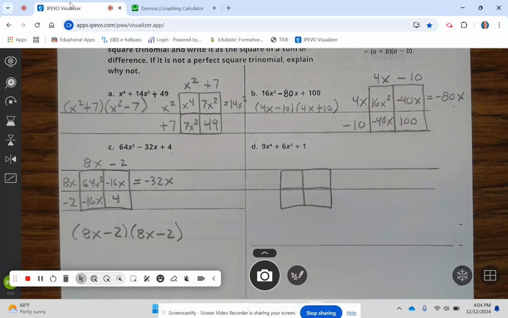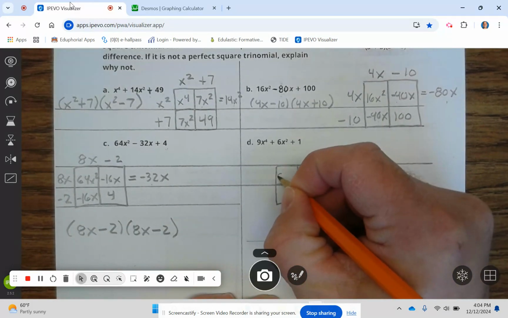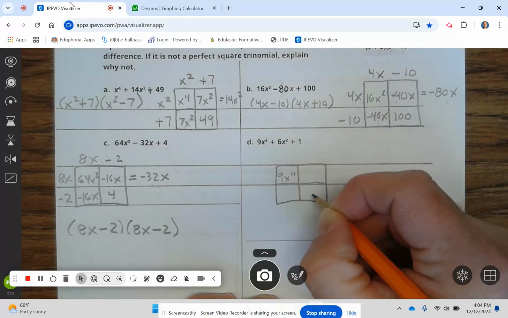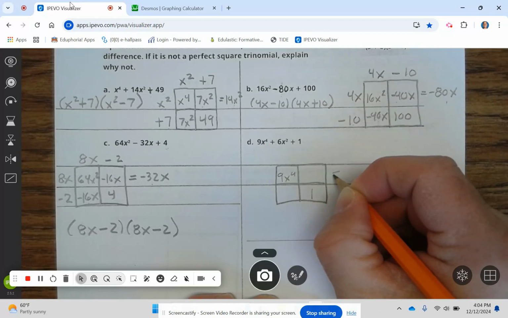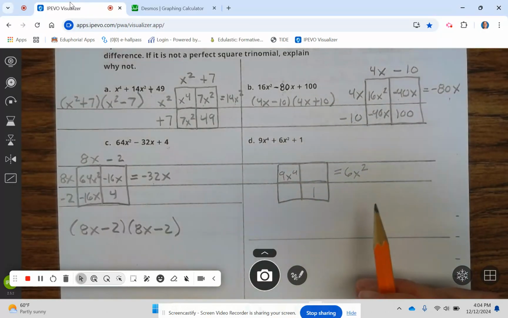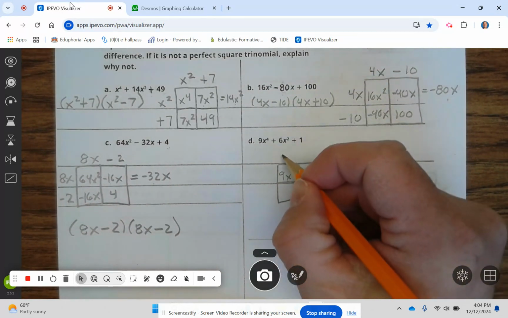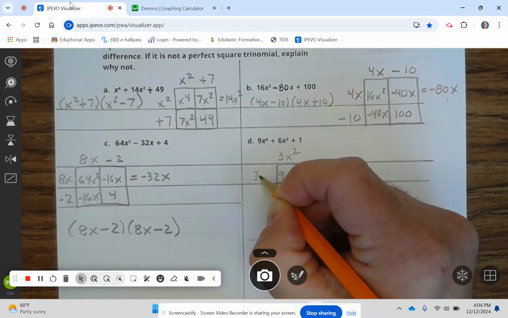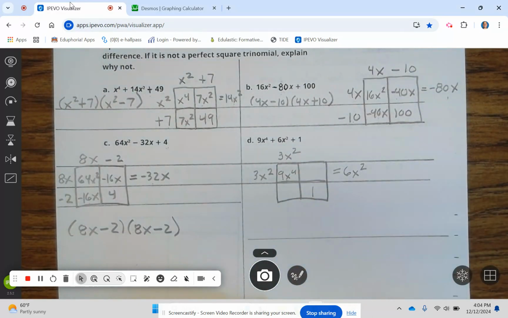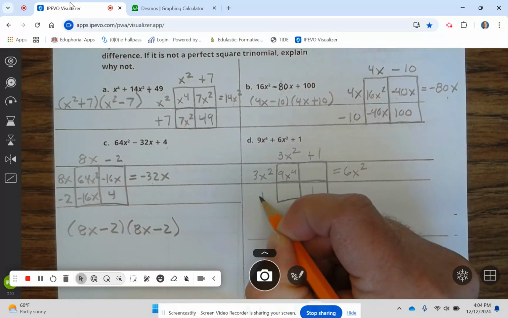All right, so let's take a look at D. So we have 9x to the fourth, positive 1, and these combine to be 6x squared. Okay, well, we ask ourselves, what multiplies to give us 9x to the fourth? Well, that's 3x squared and 3x squared. And then the only possible combination to give us 1 is a plus 1 and plus 1.